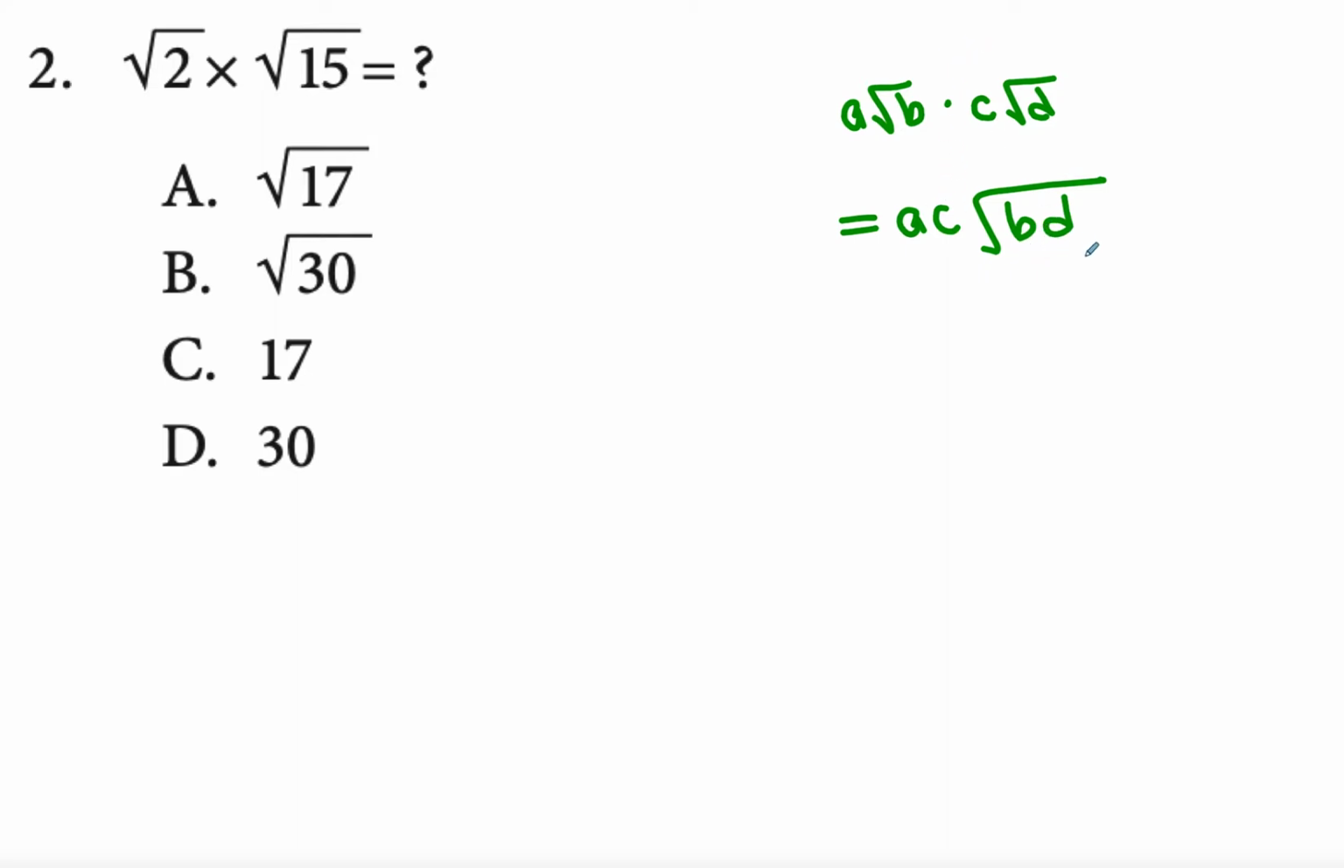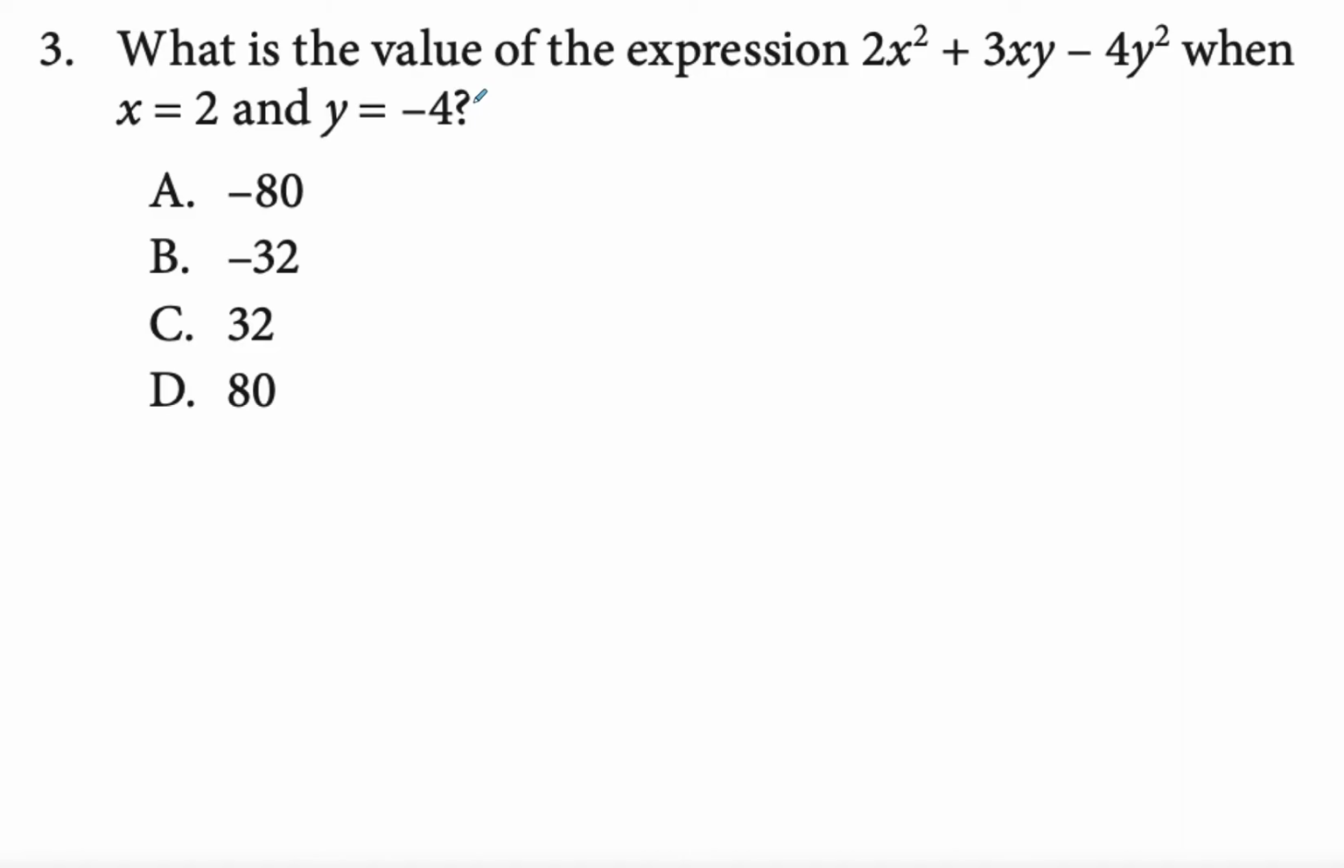But the idea, if you're to apply that here, then 2 can multiply to 15, so what we end up getting is square root of 30, because 2 times 15 becomes 30. All right, let's look at the next question. Number 3. What is the value of the expression? Now, x equals 2, y equals negative 4. So what I'm going to do is plug them in. So we have 2 times 2 squared plus 3 times 2 times negative 4 minus 4 times negative 4 squared.